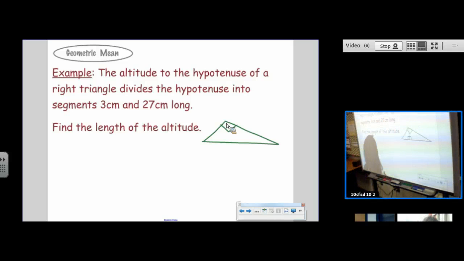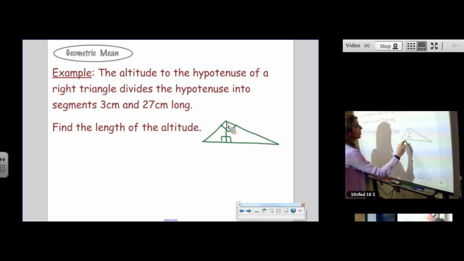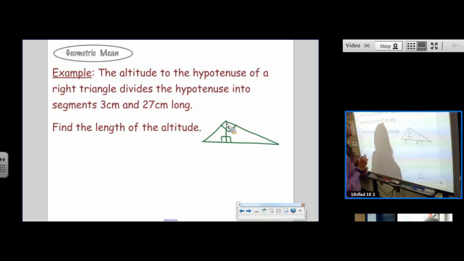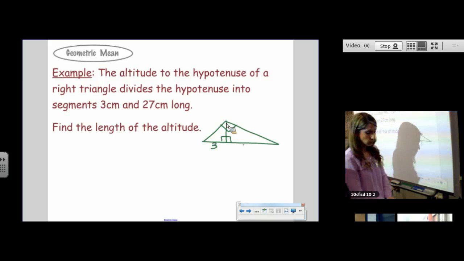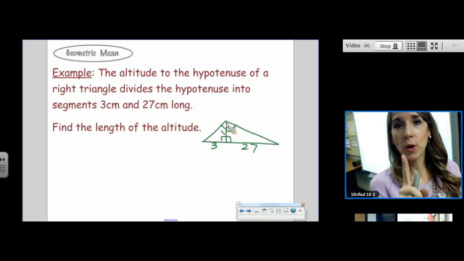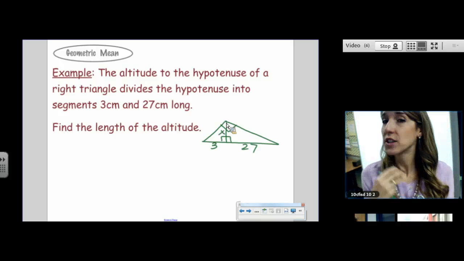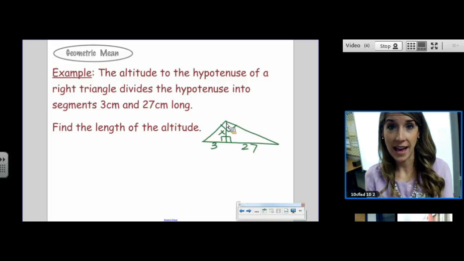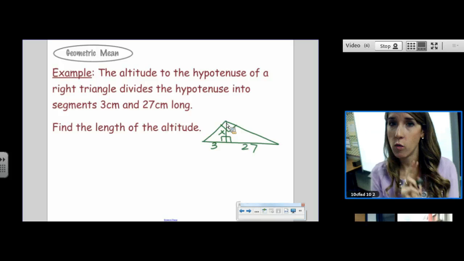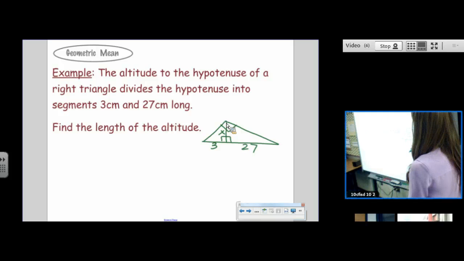The altitude to the hypotenuse of a right triangle divides the hypotenuse into segments 3 centimeters and 27 centimeters long. Find the length of the altitude. Remember, there's one proportion when you're looking for altitude. There's another proportion when you're looking for legs. So make sure you have both of those proportions written down. One for altitude, one for leg. This one we're looking for the altitude.